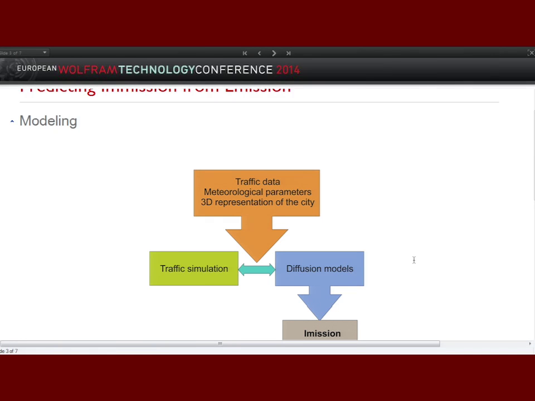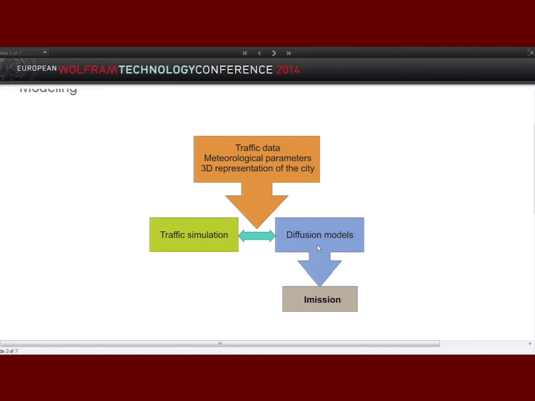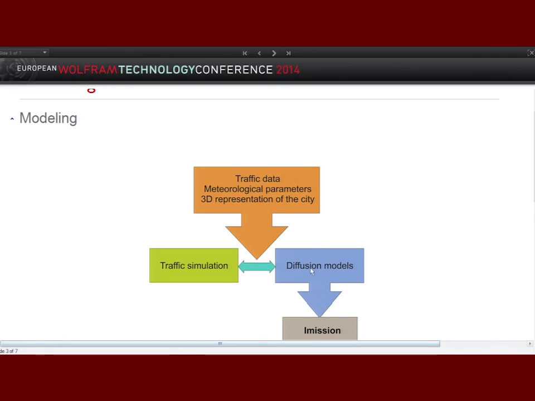So that's why we have a traffic simulation and also a diffusion model system. And they are connected with each other. We use traffic data and also meteorological parameters and a three-dimensional representation of the city of Győr. Of course, we don't have more cities in 3D, but there is another team, mainly informatics PhD students, who constructed the 3D CAD representation of our city that we use.